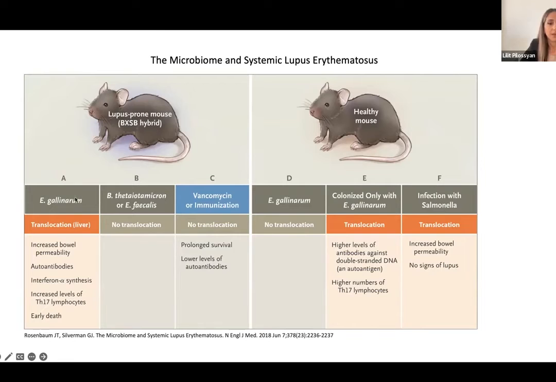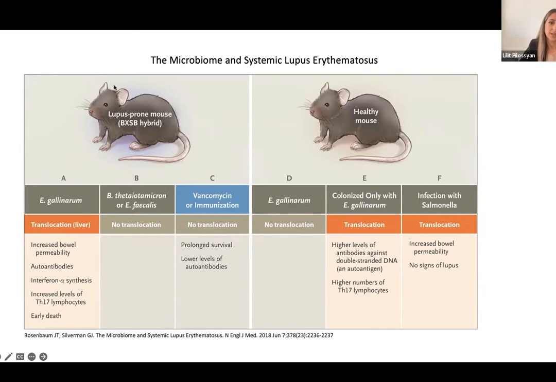E. gallinarum, and they noted that E. gallinarum translocated from the lumen, so it caused disruption of the epithelial barrier, translocated into the body, went to the liver, and caused all this antibody production, interferon synthesis, inflammation, and early death. So these mice pretty much developed lupus.